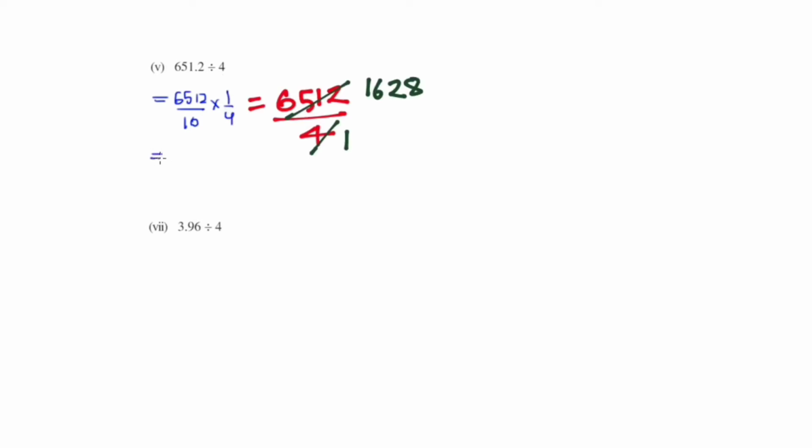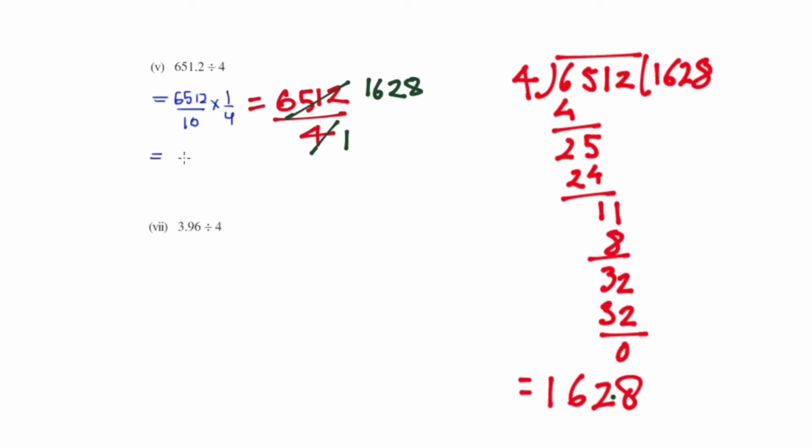Now coming to the fifth part. In this part we have one digit after the decimal. So the fractional part will be 6512 divided by 10. Now we will take the reciprocal of 4 by putting a multiplication sign. The reciprocal of 4 is 1 over 4. Clear? Now, as you can see, 6512 and 4 have common factors, so we can reduce here also. After reduction we get 1628 over 10, which can be written as 162.8. Clear what we have done?